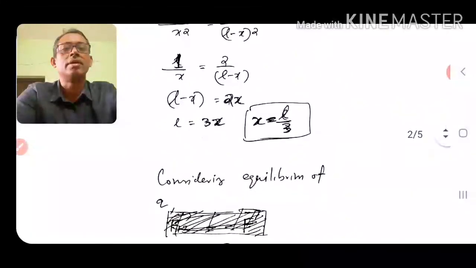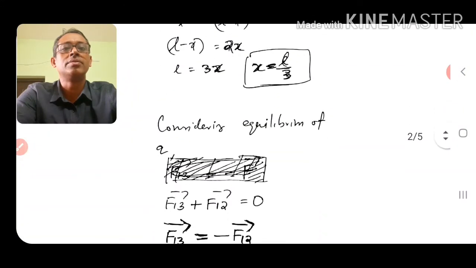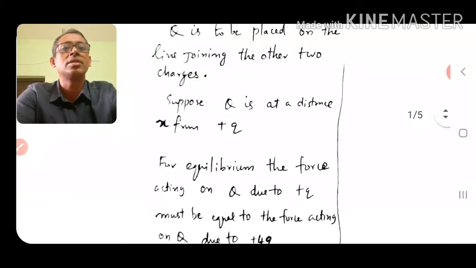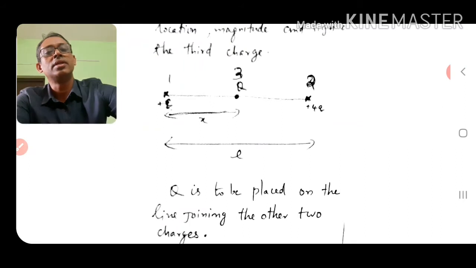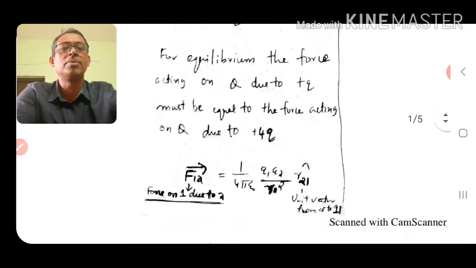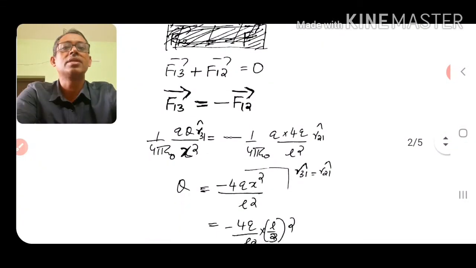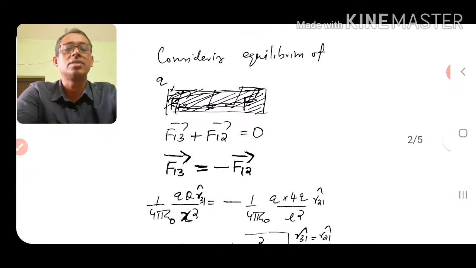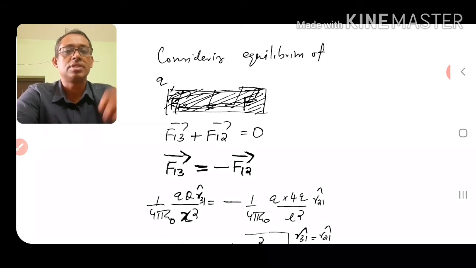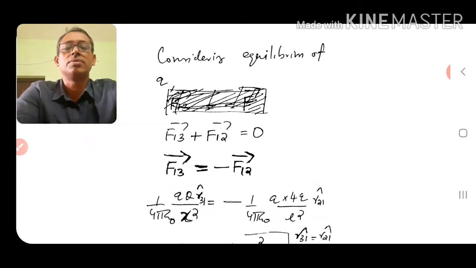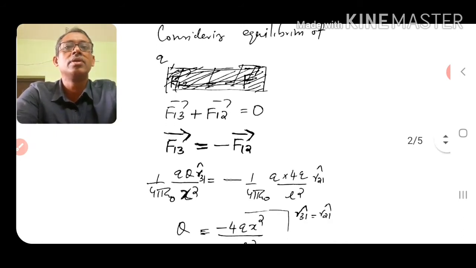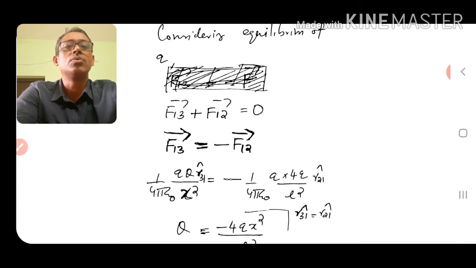For that, what we do is we consider the equilibrium of the small charge q. The net force acting on it is 0. And what is the net force acting on it? F13 plus F12. F13 is the force acting on the first charge by the third charge, and F12 is the force acting on the first charge by the second charge, and their sum has to be 0. So F13 is equal to minus F12.